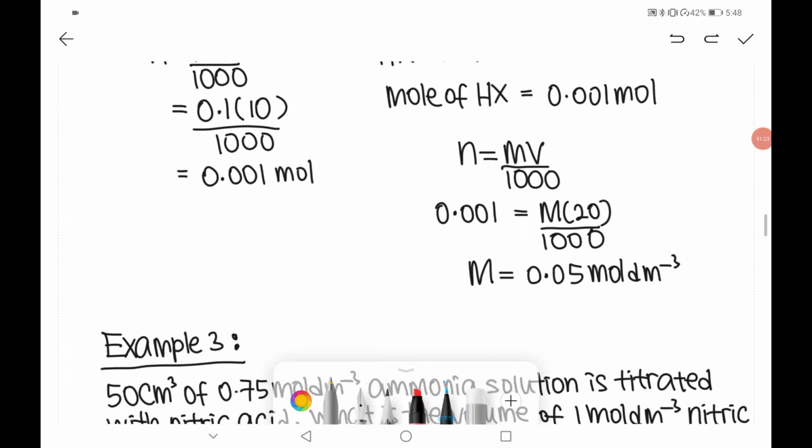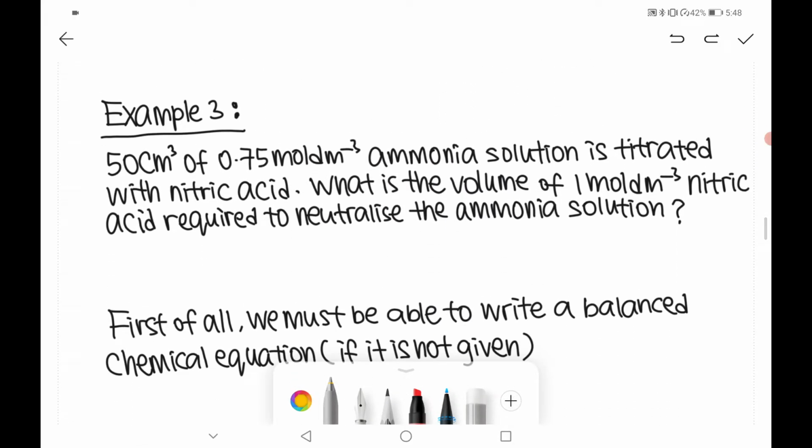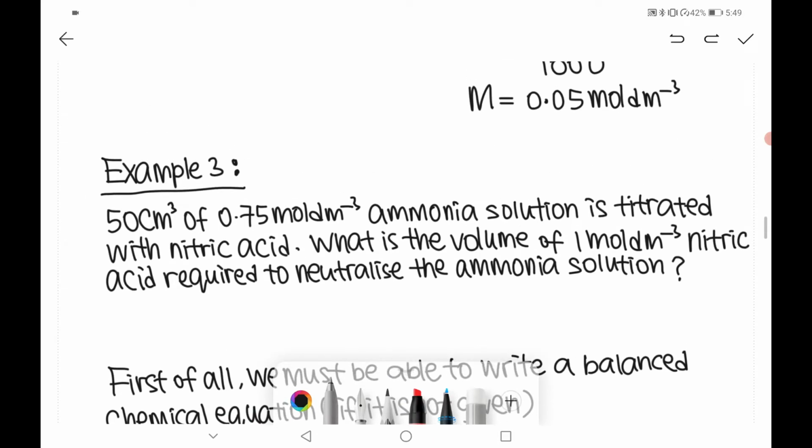Let's continue with example number 3. For example number 3, we are given 50 cm cube of 0.75 mole per dm cube ammonia solution titrated with nitric acid. What is the volume of the nitric acid required to neutralize the ammonia solution? So what should we do here?